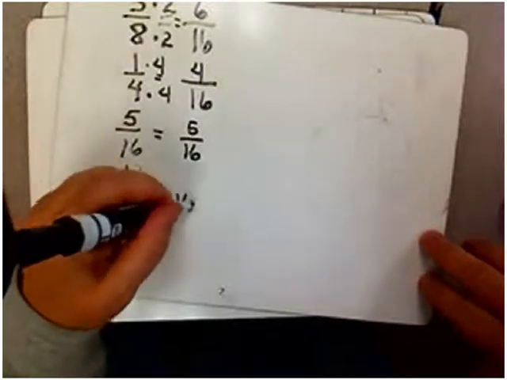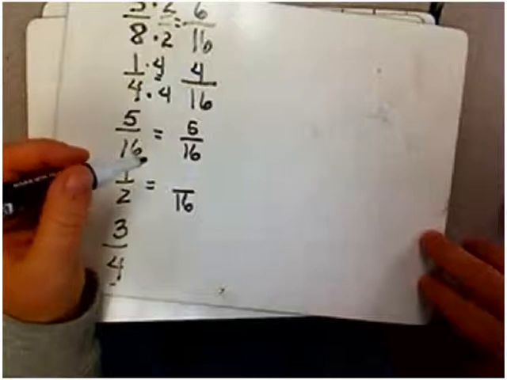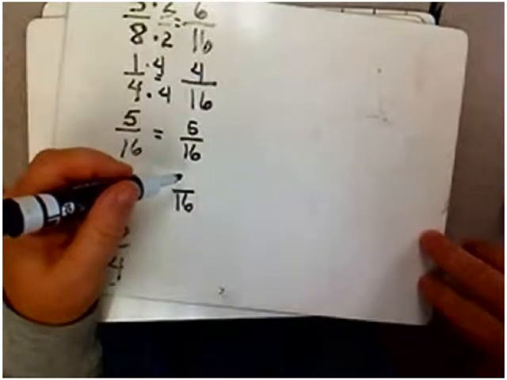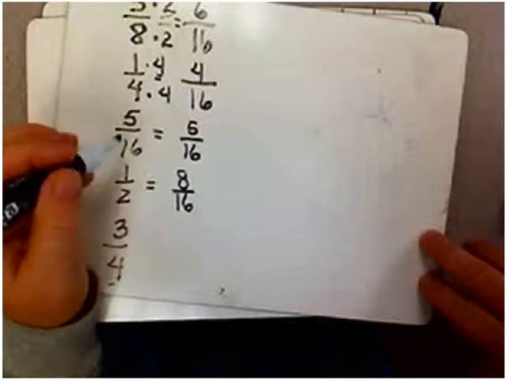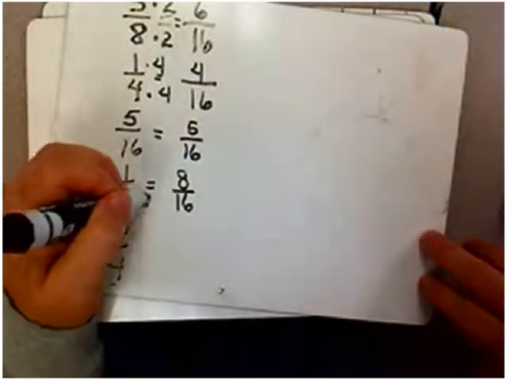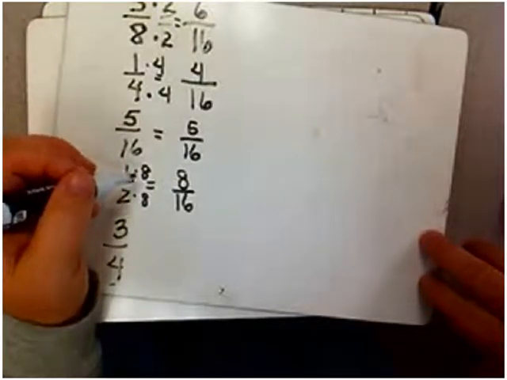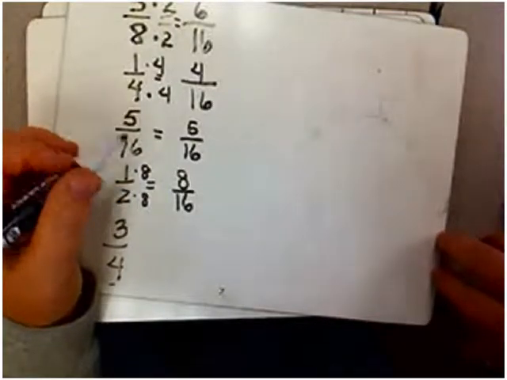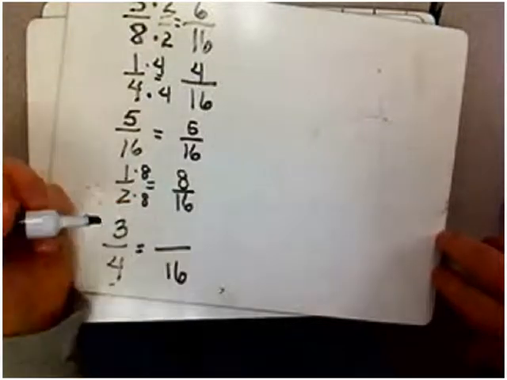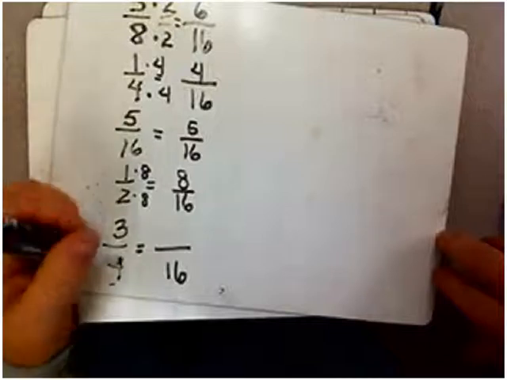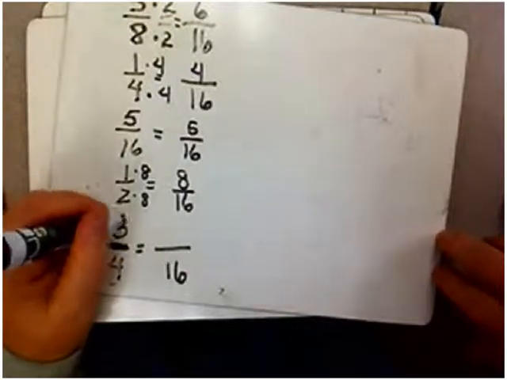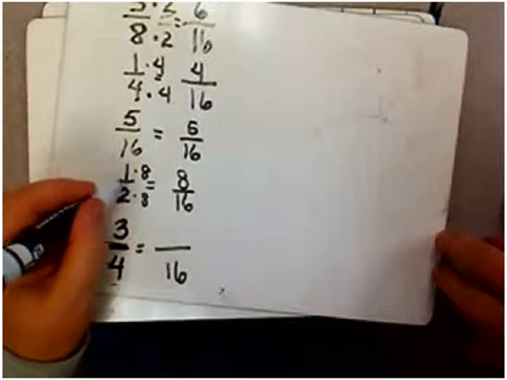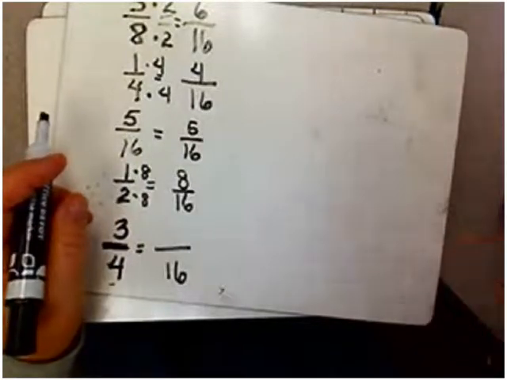All right. 1/2. What's half of 16? What times 2 is 16? 8. So it'd be 8 over 16. If you had 16 pieces and you ate 8 of them, you ate half of them, right? Okay. You would have to multiply numerator and denominator by 8 over 8. There you go. Okay, now we're on.